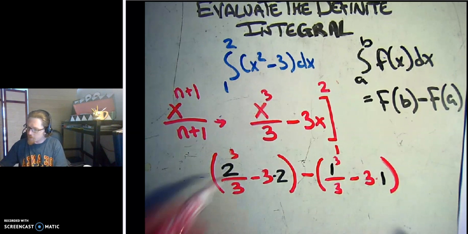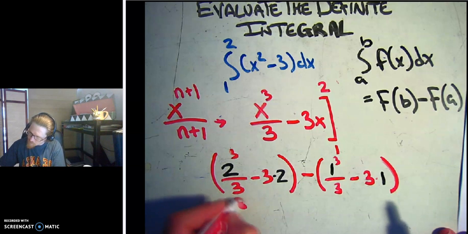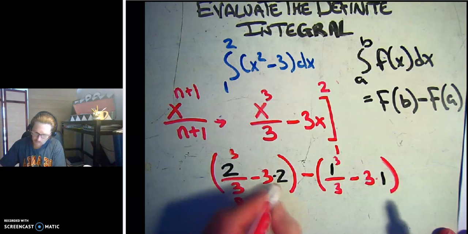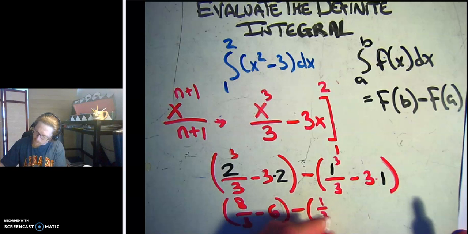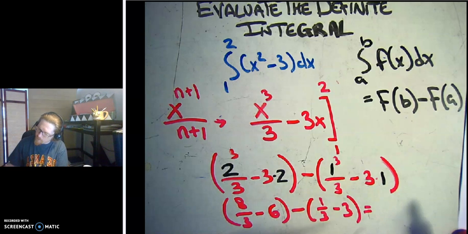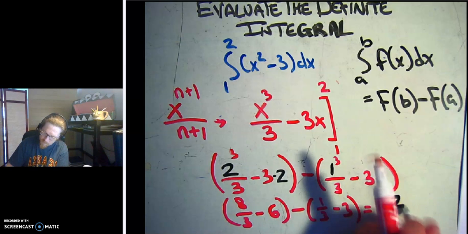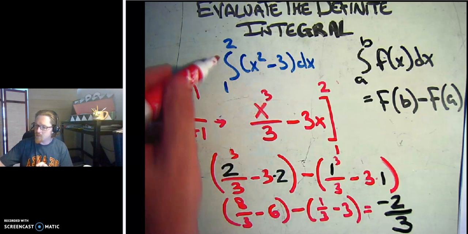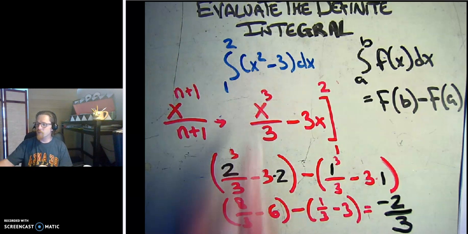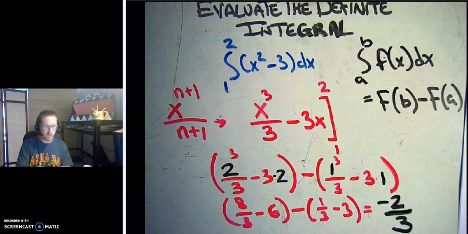So then we evaluate this. 2 to the third power, 2 times 2 times 2, that's 8 thirds, minus 3 times 2 is 6, minus 1 third minus 3. And I could evaluate this, 8 thirds minus 6 minus 1 third minus 3. Ultimately, we end up with an answer of negative 2 thirds. And so the answer to the area under the curve of x squared minus 3 from 1 to 2 is equal to negative 2 thirds.